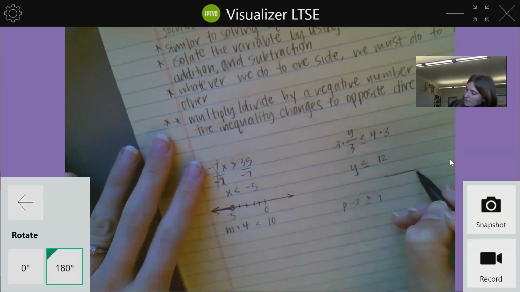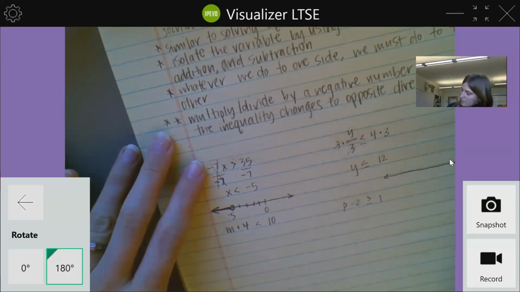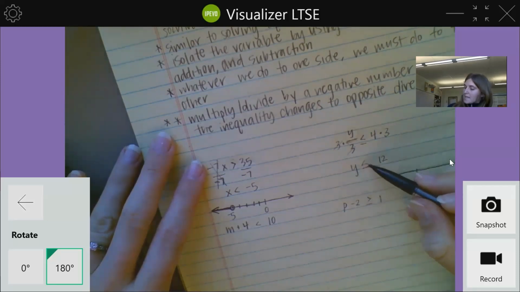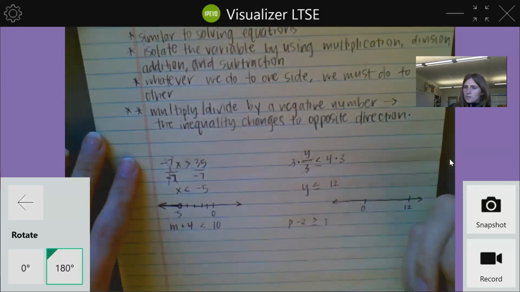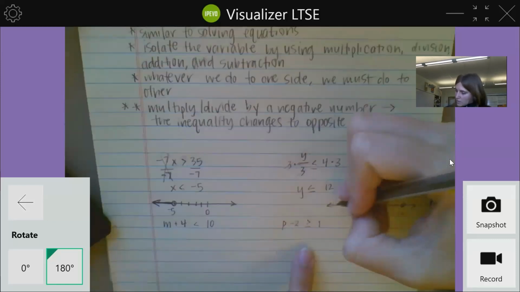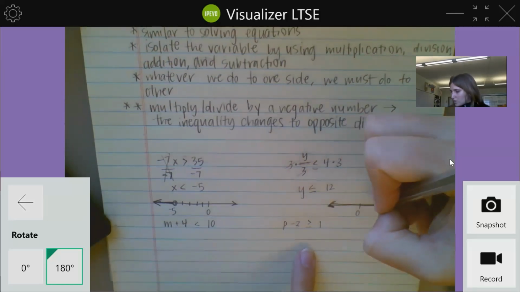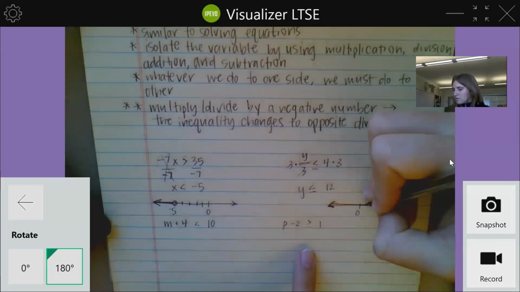On a number line, that would look like this. I have 12 up here, and let's put 0 down here. Y is less than or equal to 12, that means I use a filled-in circle, and it's less than, so I draw my arrow to the left.